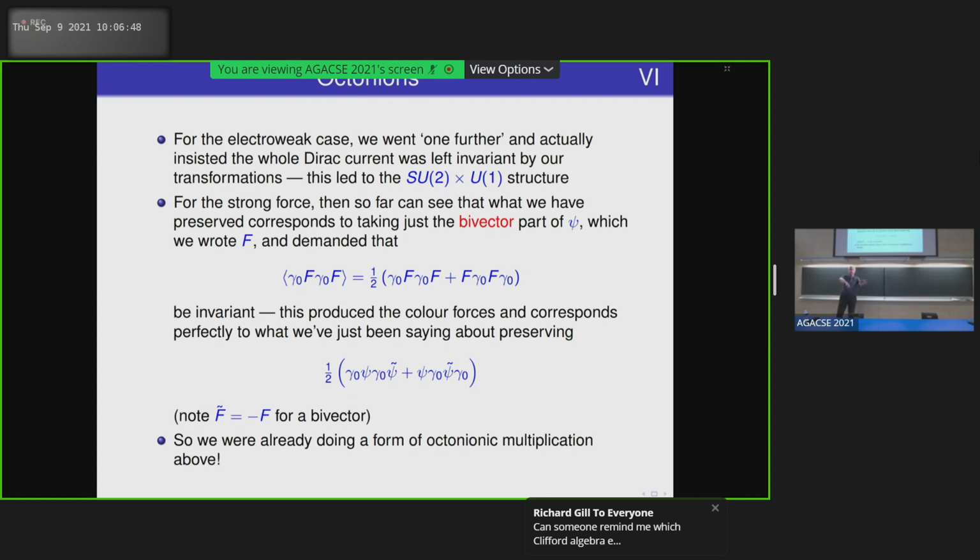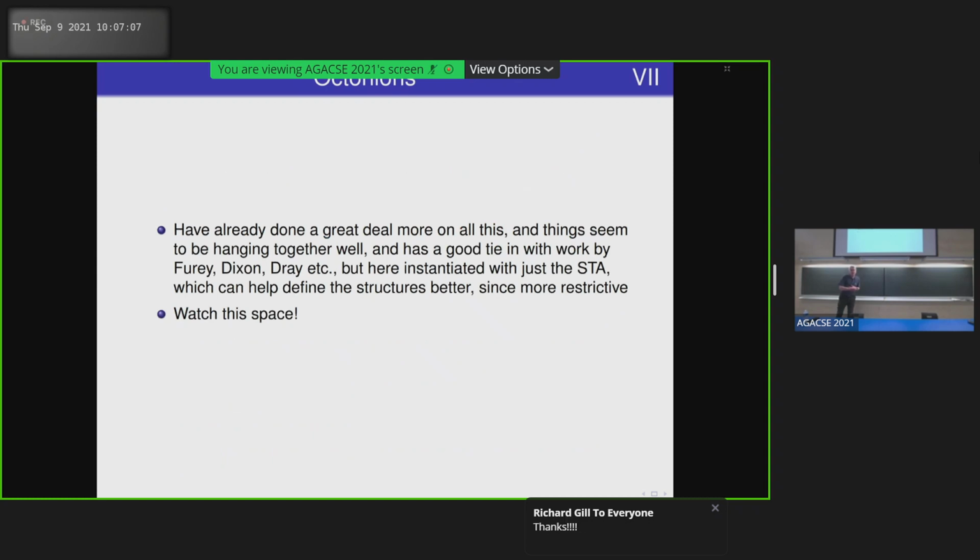I haven't had a chance to go back and understand it, but this is a proof that I must have been doing octonionic multiplication in this STA version of SU3. There's no way around it besides preserving the norm that is part of the Dirac current. So it'll be very interesting to go back and understand what I was doing there. And then finally, I've done a great deal more on this. Things seem to be hanging together well. It fits well with work by Furey, Dixon, Gray, etc. But here it's instantiated with just the STA, which I think will help define the structures better since it's more restrictive. And so I finish with: watch this space.